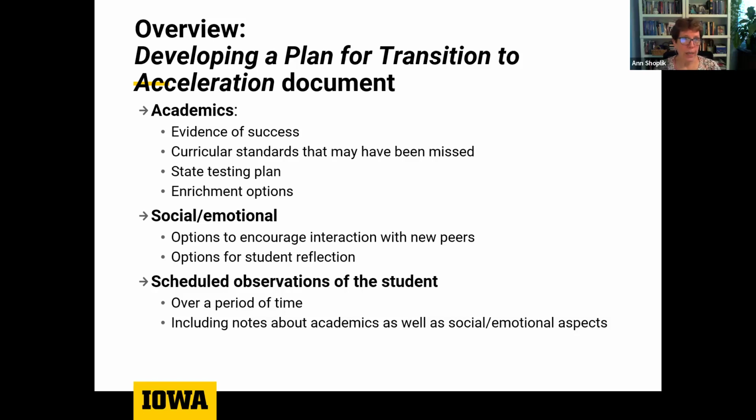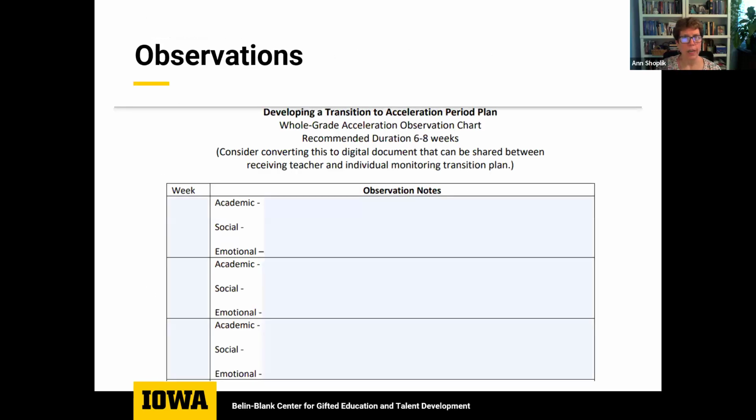so they should take the fourth grade state tests, for example. And maybe we find that our student is doing very, very well and they need additional enrichment. So we want to have those kinds of conversations over time. And just keeping notes, all this kind of stuff that we want to make sure that we're gathering the appropriate information, and again, keeping these lines of communication open. And I'll just show you, this is what the observations section looks like for the developing a transition to acceleration plan. So let me see what else.